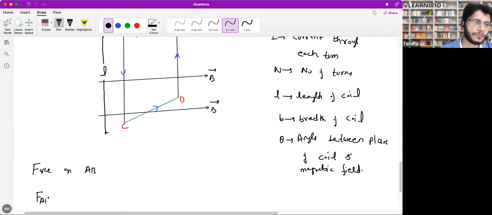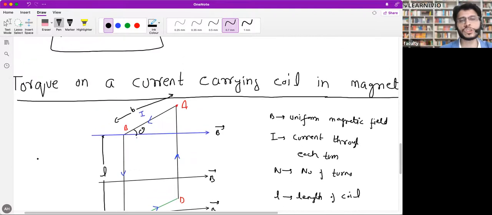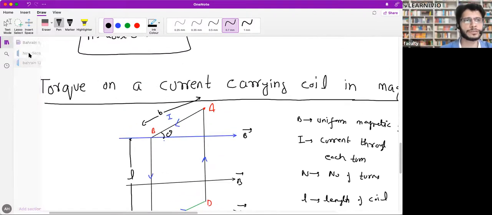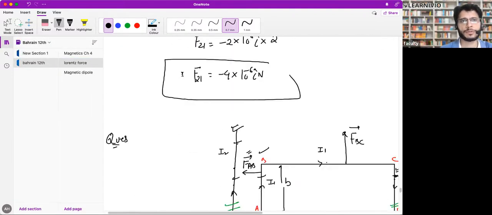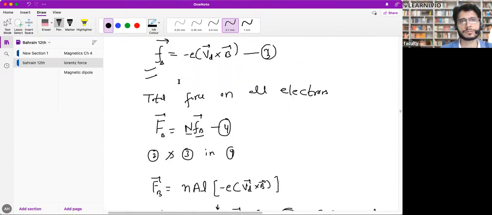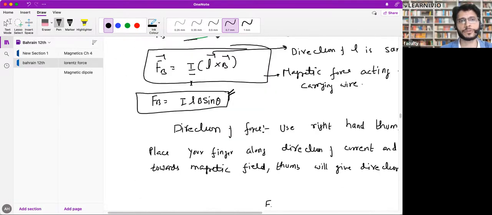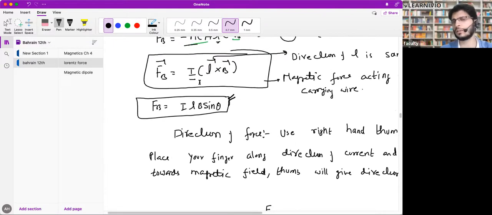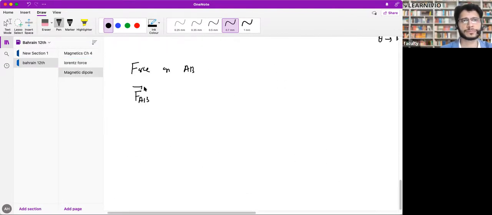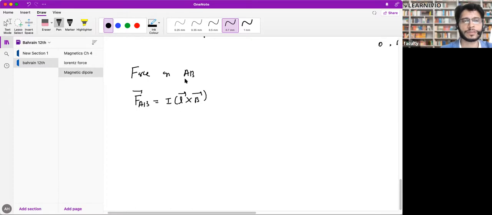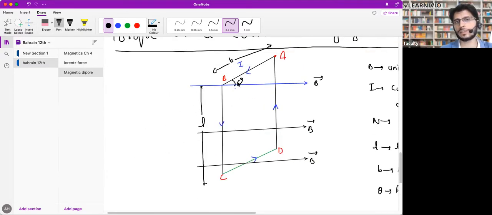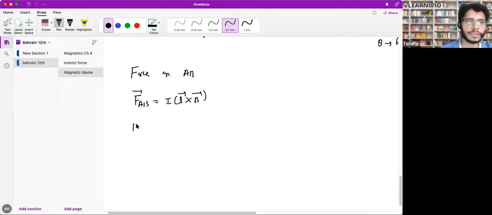That we write as FAB. For force, I'm using the Lorentz force, I L cross B, or ILB sine theta. FAB, I can write this as I, length L cross B. See, the angle between the magnetic field and this is theta. So you can write FAB as ILB sine theta.